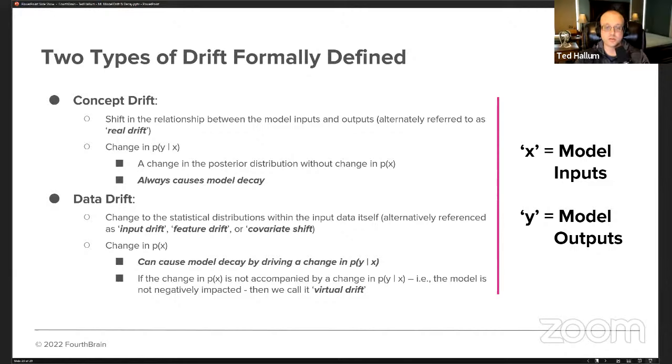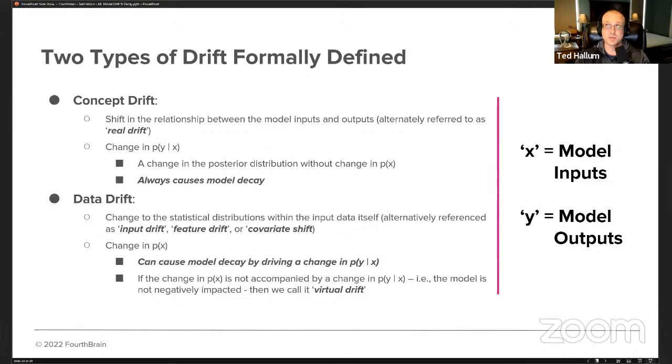This is alternatively referred to as real drift, which is a great name because that change in relationship between inputs and outputs is what's required in order for an actual drift to happen, in the sense that if you don't have that change in relationship, then the model's performance is not going to be impacted. Now, data drift, on the other hand, which masquerades under all of these alternate names down here, is a change in the inputs to the model only.